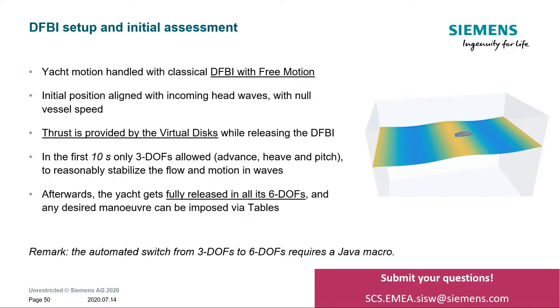Afterwards, the yacht gets fully released in all 6 degrees of freedom, and the imposed maneuver starts to occur. Just a small remark about the fact that switching from 3 to 6 degrees of freedom cannot be directly implemented in StarCCM Plus, but requires a very simple Java macro.